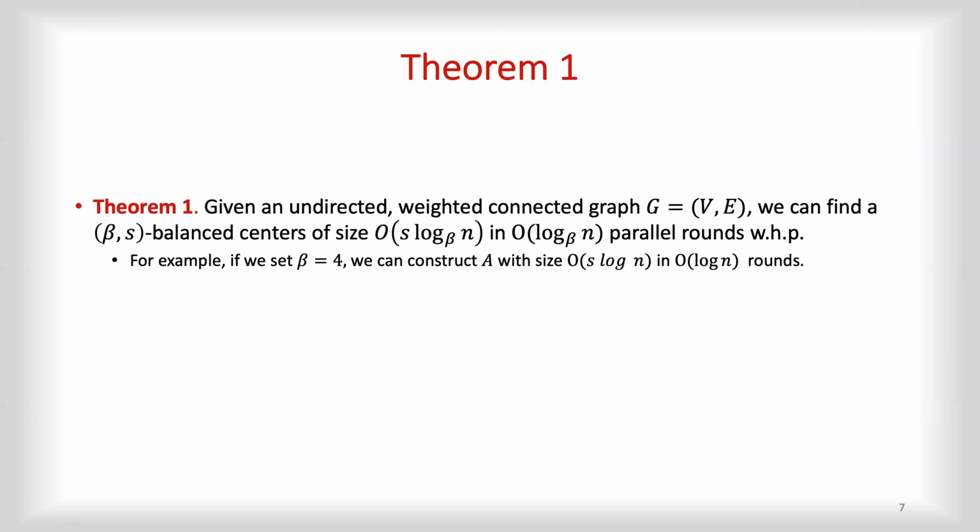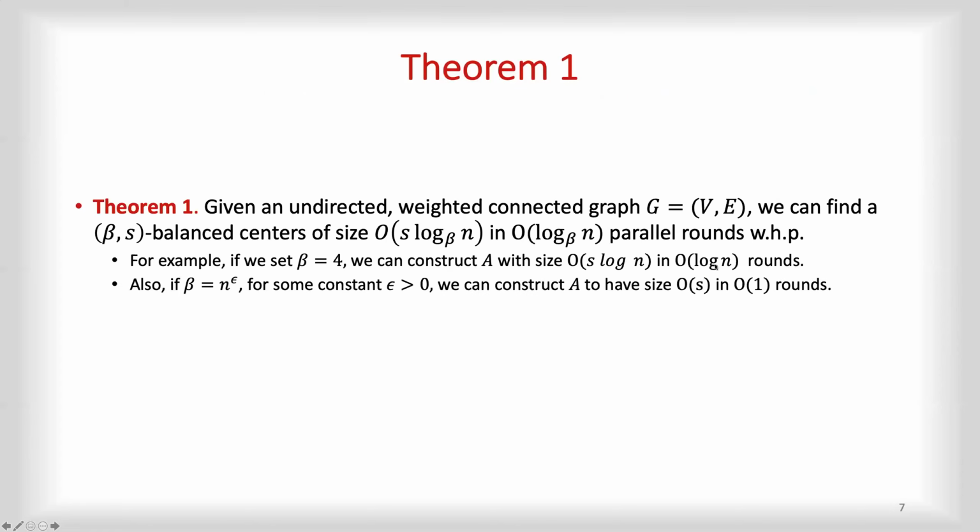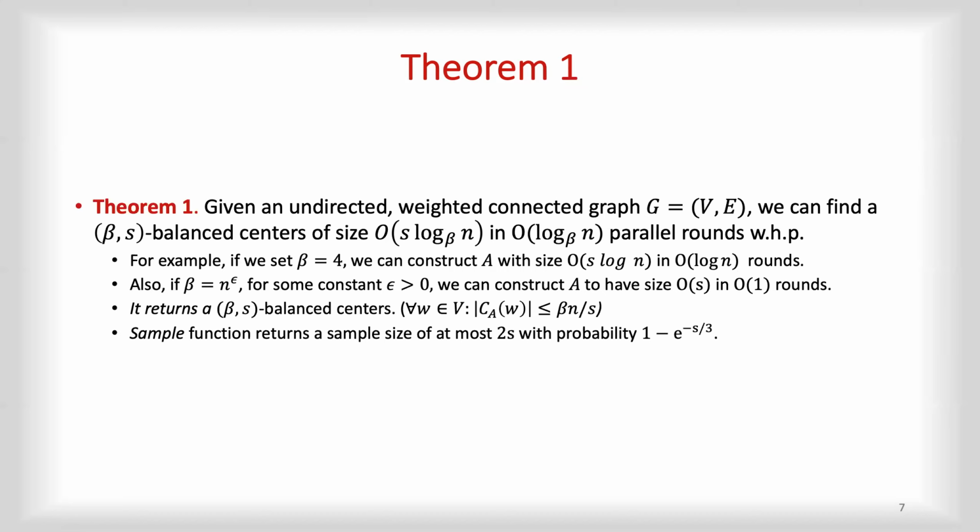This just means that if we set, for example, beta to be some constant, it's going to take just O of log n runs. Whereas if we set beta to be n to the epsilon, it's going to take just O of 1 runs to find such centers. And it definitely, as I said, returns the beta and s-balanced centers.